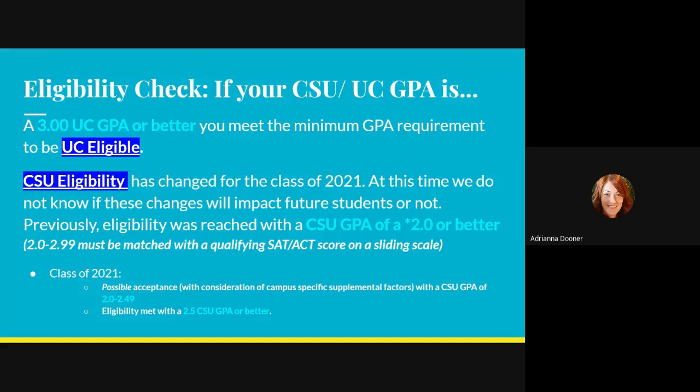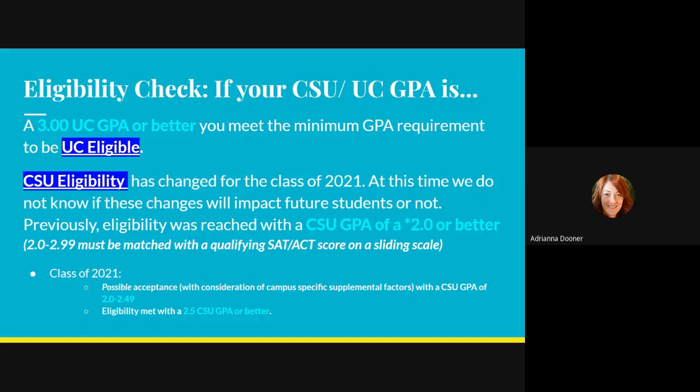And the CSU this year is very special for the class of 2021. And we actually don't know if these changes will impact future students or not. The reason that there have been changes is because our class of 2021 has a lot less access to the SAT or the ACT. And that really impacts CSU eligibility because their eligibility centered basically on this GPA and SAT or ACT scores prior to this year. So they shifted things a little bit for the class of 2021.